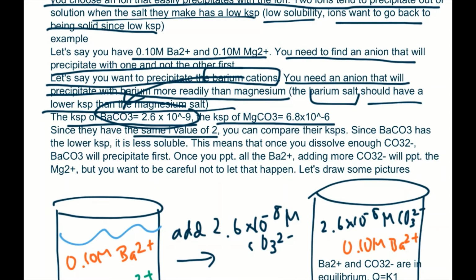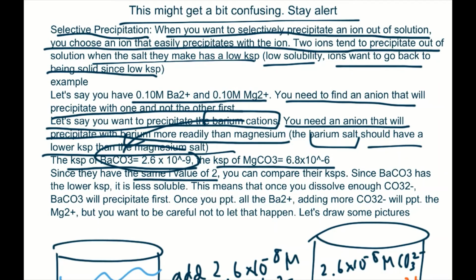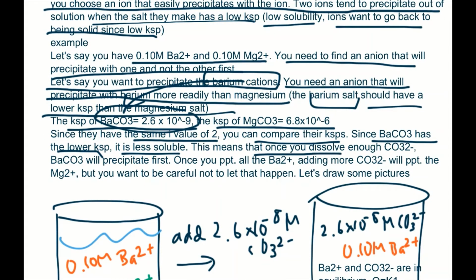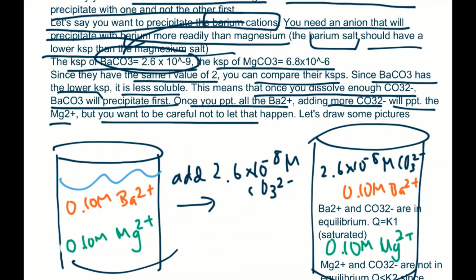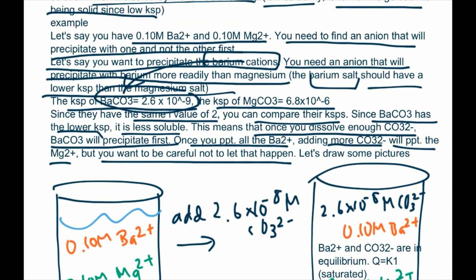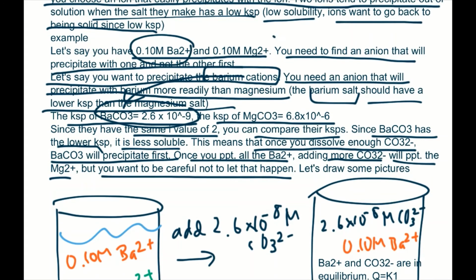So, since they have the same I value of 2, you can actually compare their Ksps. Since barium carbonate has a lower Ksp, it is less soluble. This means that once you dissolve enough carbonate, barium carbonate will precipitate first. Once you precipitate all of the barium carbonate, adding more carbonate will precipitate the magnesium. But you want to be careful not to let that happen, because the purpose in the first place was for us to separate the barium from the magnesium, so we only want to precipitate the barium and not the magnesium. So we have to be careful about how much carbonate we add.